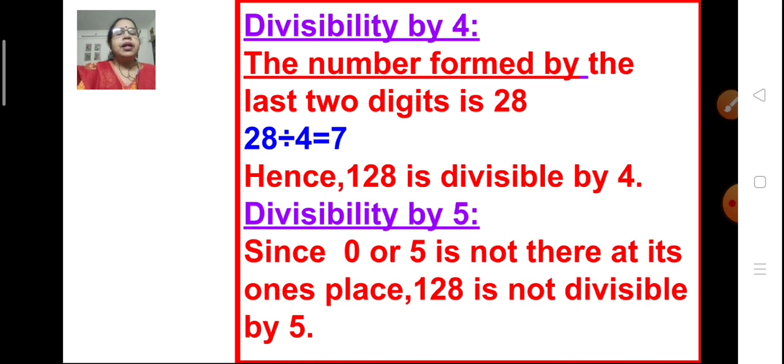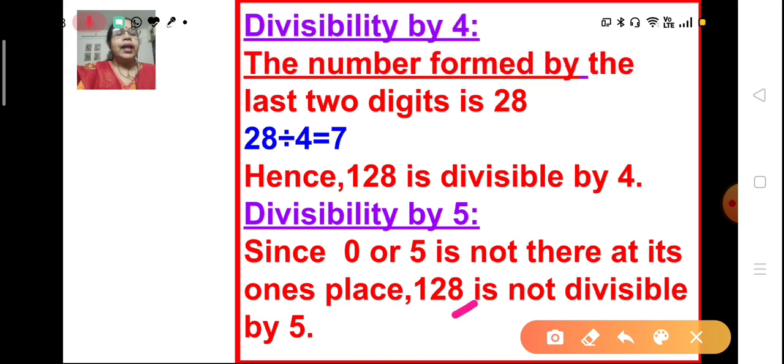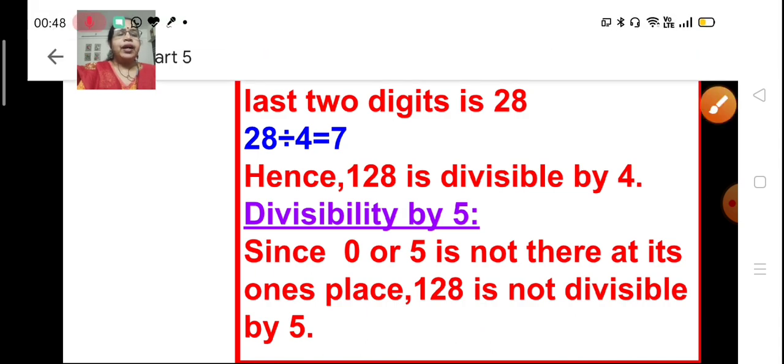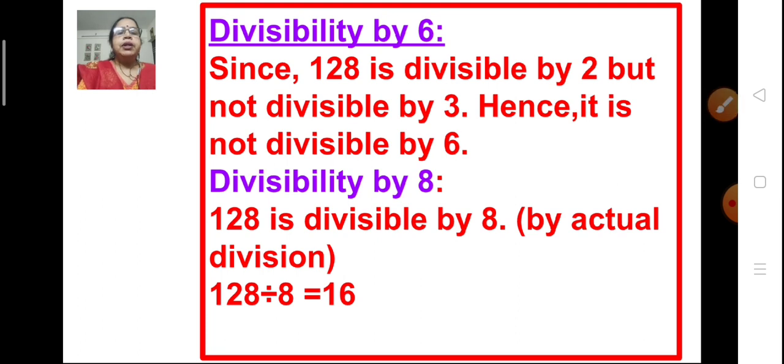Now what is the divisibility rule for 5? If the number has 0 or 5 in ones place, then the number is divisible by 5. But here we can see that in 128, 8 is in ones place, it's neither 0 nor 5, so the number is not divisible by 5. Now divisibility by 6. What is the rule? If a number is divisible by 2 and 3 both, then only it is divisible by 6. We have checked that this number 128 is divisible by 2, but it is not divisible by 3. So it is not divisible by 6 also.